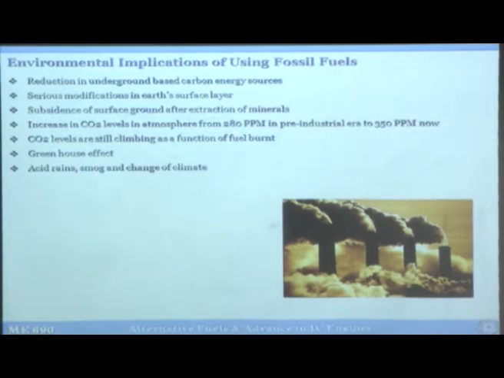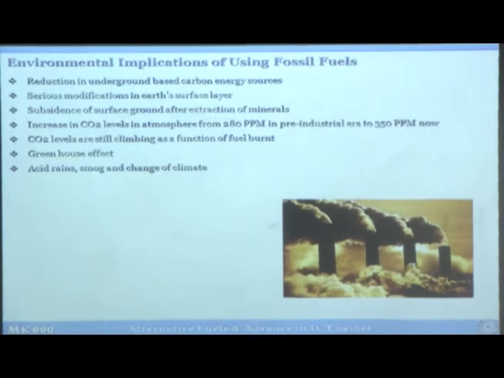I think this is the old data. This is 406 now. 350 we used to have in the 1980s. CO2 levels are still climbing as a function of the fuel that we are burning, which is leading to the greenhouse effect and acid rains. Acid rain is because of sulfur. Coal has sulfur, sulfur gets converted to sulfur dioxide, atmospheric moisture gets in contact with it, and it forms sulfuric acid and sulfurous acid.